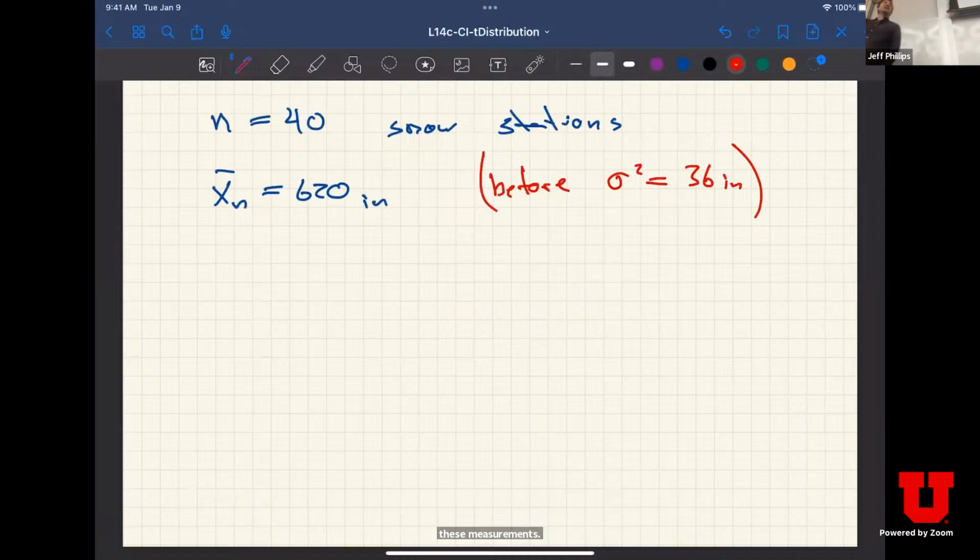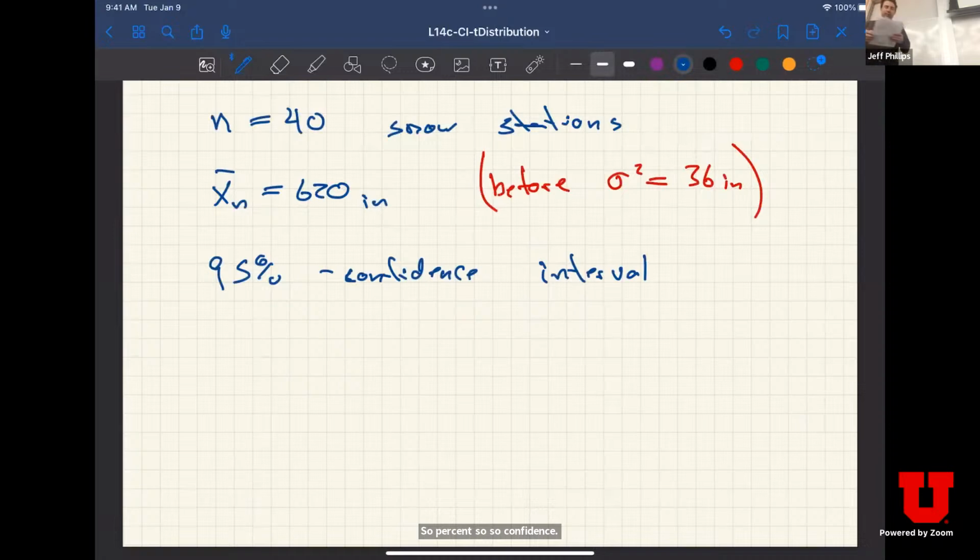So maybe this claim was wrong, right? We didn't actually know what the real variance was. So how would we get confidence intervals on the actual snowpack in this setting? We'd like to get a 95 percent confidence interval. Okay, so how would we go about doing this?